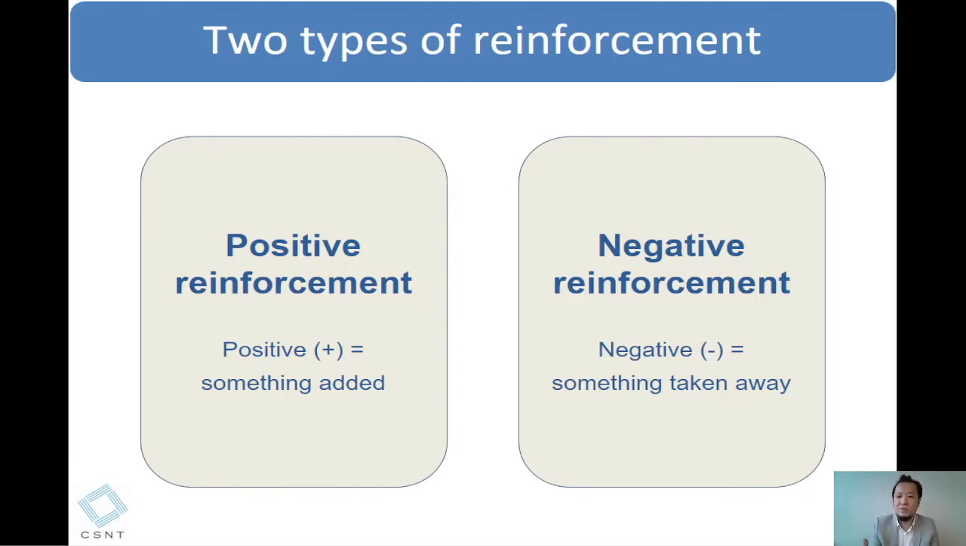Now, there are two types of reinforcement, positive reinforcement and negative reinforcement. In ABA, positive and negative doesn't quite mean something good or something bad. It actually just means something added or something being taken away. So when we're talking about positive reinforcement, we're talking about adding something as a consequence. And negative reinforcement, we're talking about removing or taking away something as a consequence.